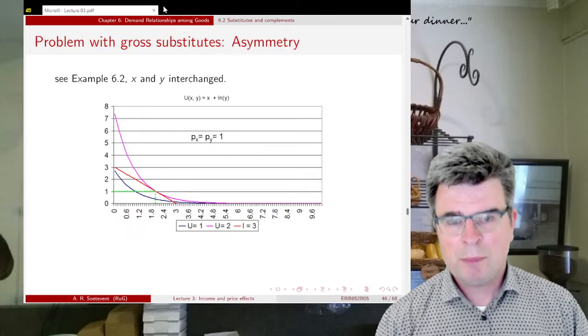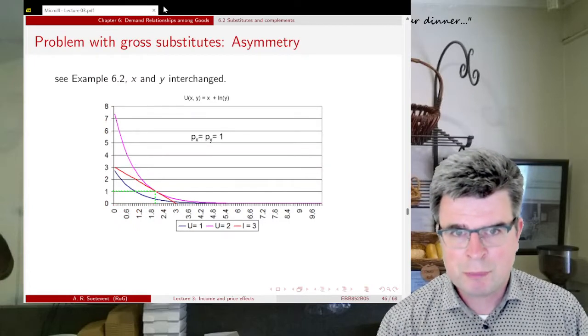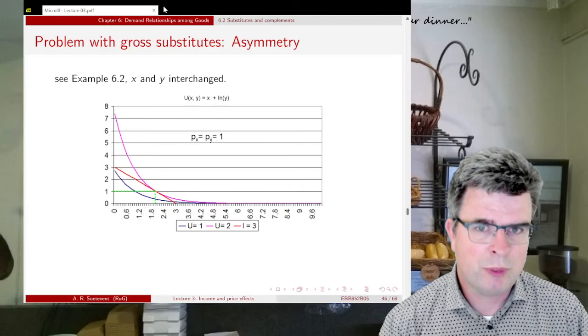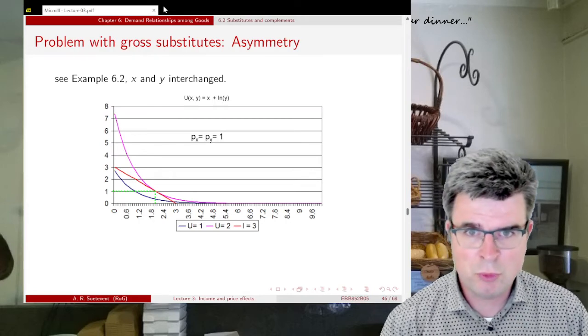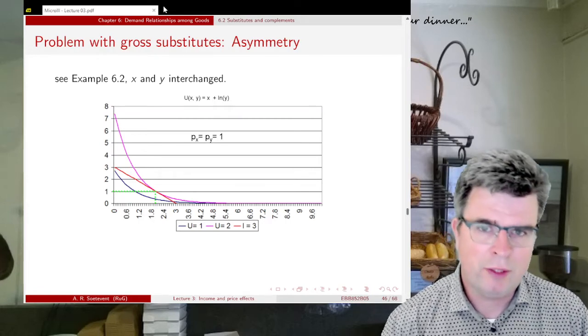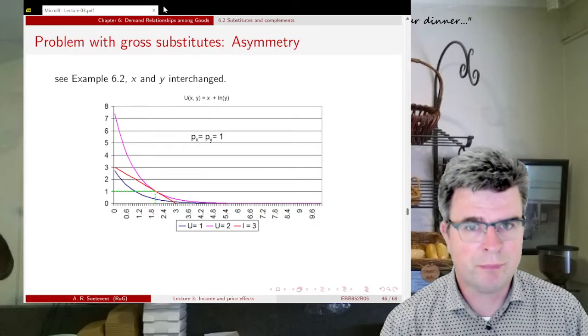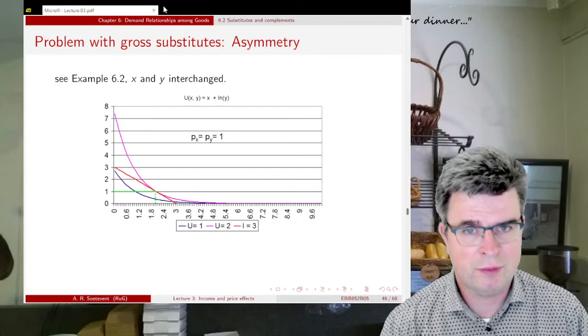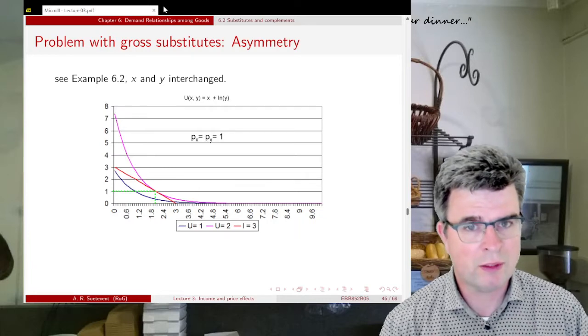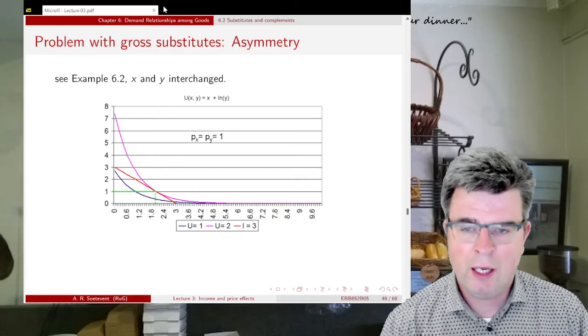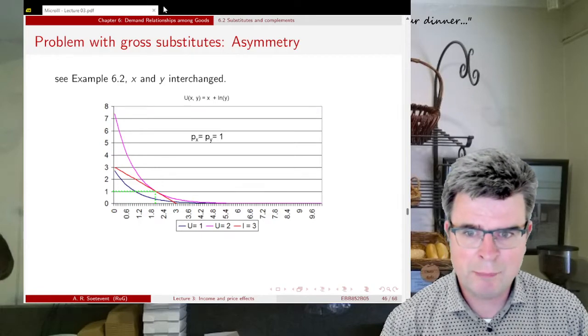But we have a problem with the concept of gross substitutes. Ideally, you want to have symmetry. If one good is a gross substitute of the other good, then the other good should also be a gross substitute of the first good. And it turns out that that doesn't hold automatically. We have an asymmetry, and I will show you with an example.